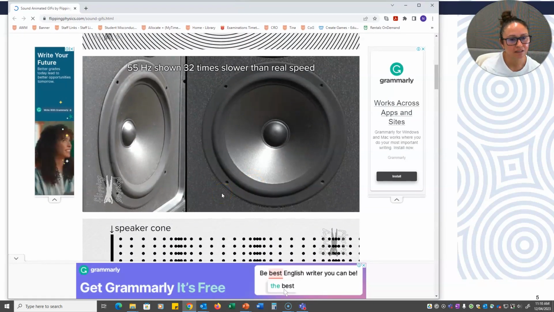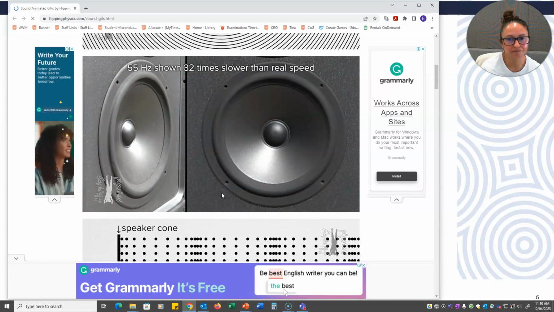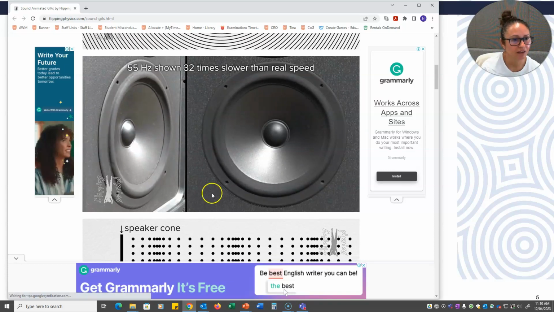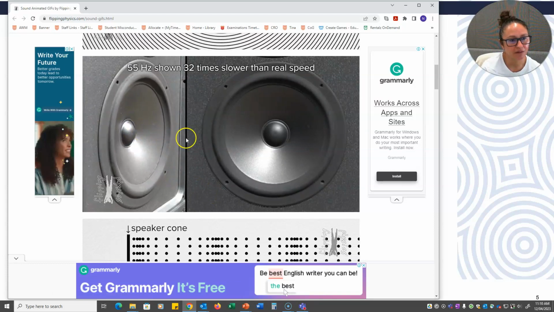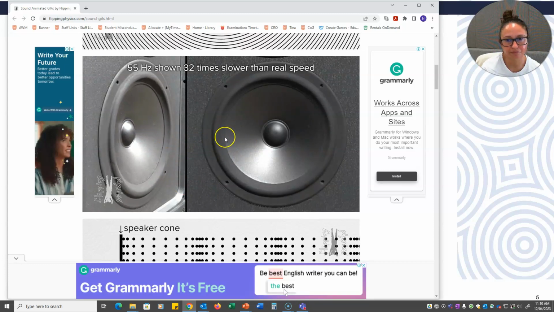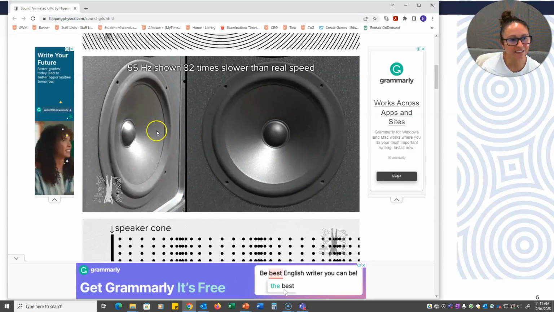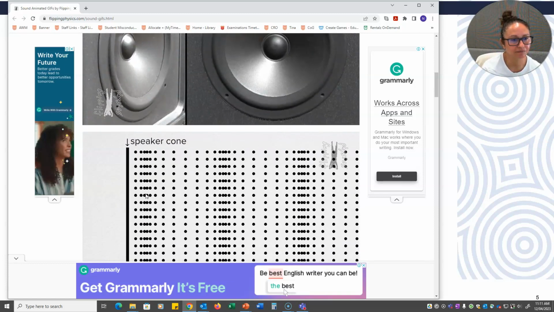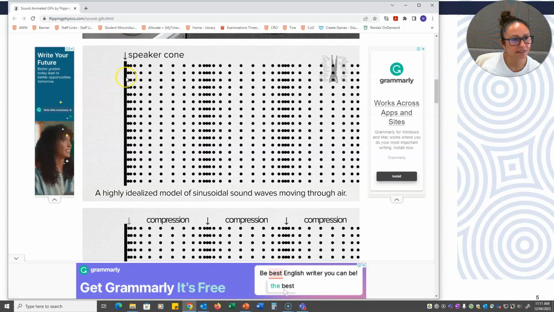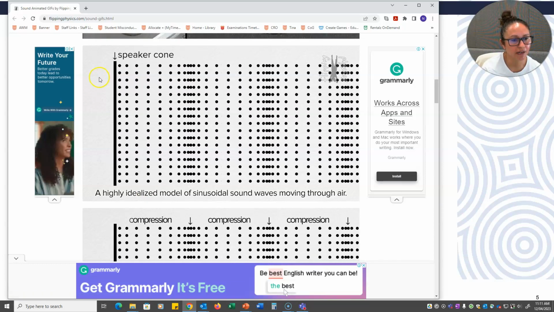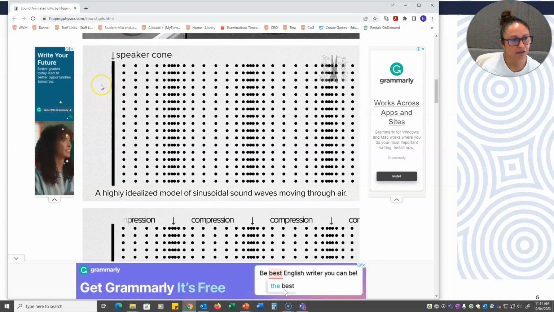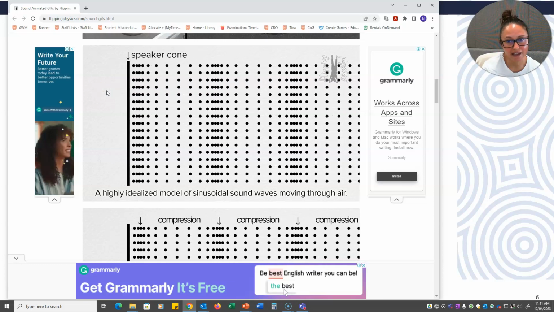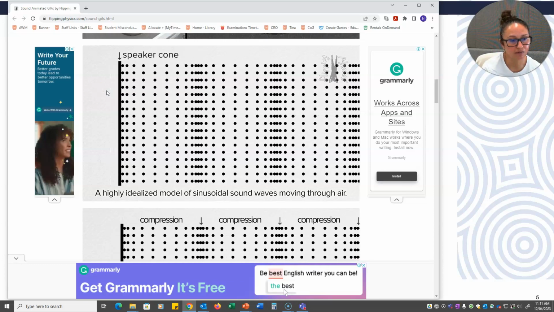Okay? So here's you playing music, preferably electronic dance music. Look at the speaker. See how it moves? Right. So what is that speaker actually doing? Okay. So let's have a look at the speaker. See, look at this. This is the speaker moving forwards and backwards. What is it doing? It's actually compressing the air molecules that are floating around.